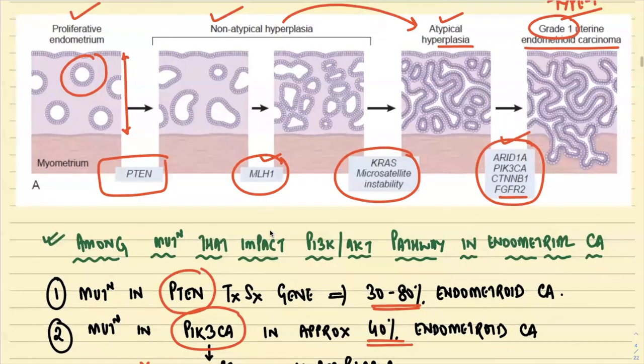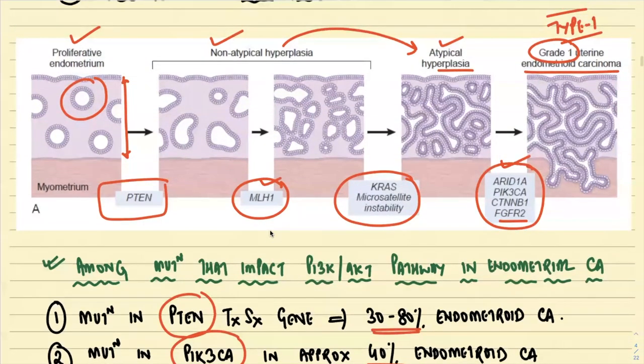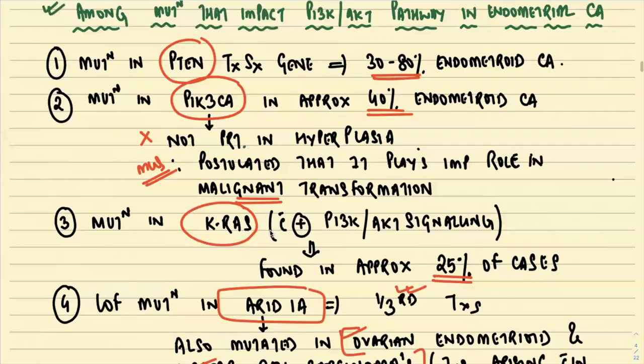So when you are asked about the molecular pathogenesis of endometrial carcinoma, if it is not mentioned type 1 and 2, then you will have to write both about type 1 and type 2. If it is mentioned about type 1 or type 2, then respectively, you have to mention the molecular pathogenesis.